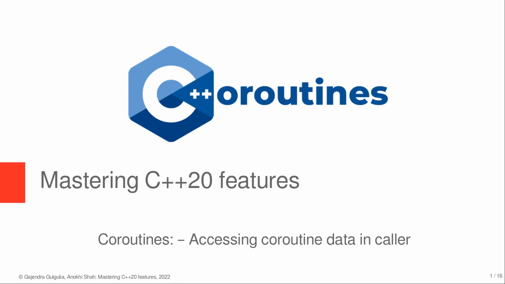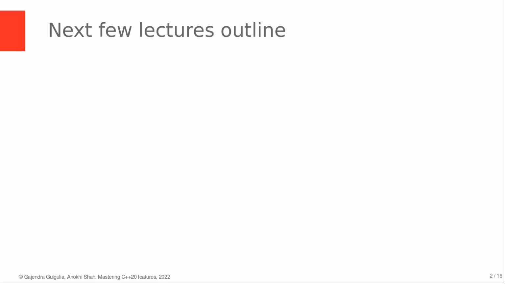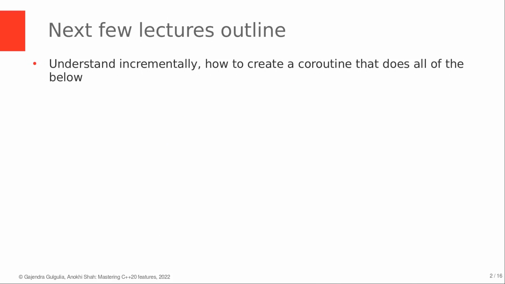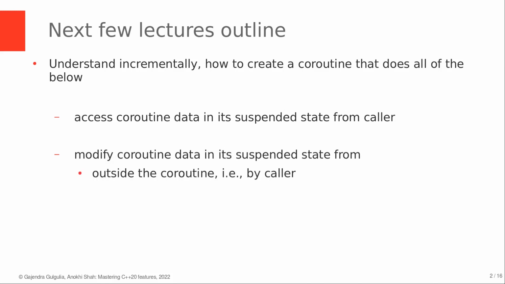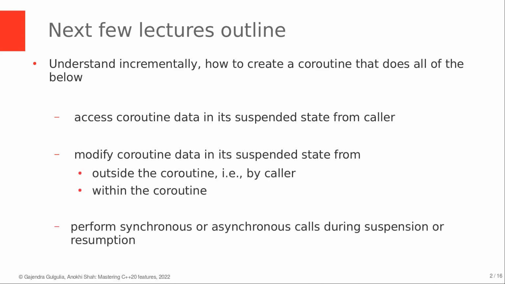So let's look at the highlight of the next few lectures. In the next few lectures, we will incrementally understand how to create a coroutine that does all of the below. Access the data when the coroutine is suspended in the caller, modify the coroutine's data in its suspended state from within the caller or within the coroutine itself, and perform synchronous or asynchronous calls during the suspension or resumption of the coroutine. In this lecture, we will look at how to access the coroutine's data when the coroutine is suspended, from the caller.